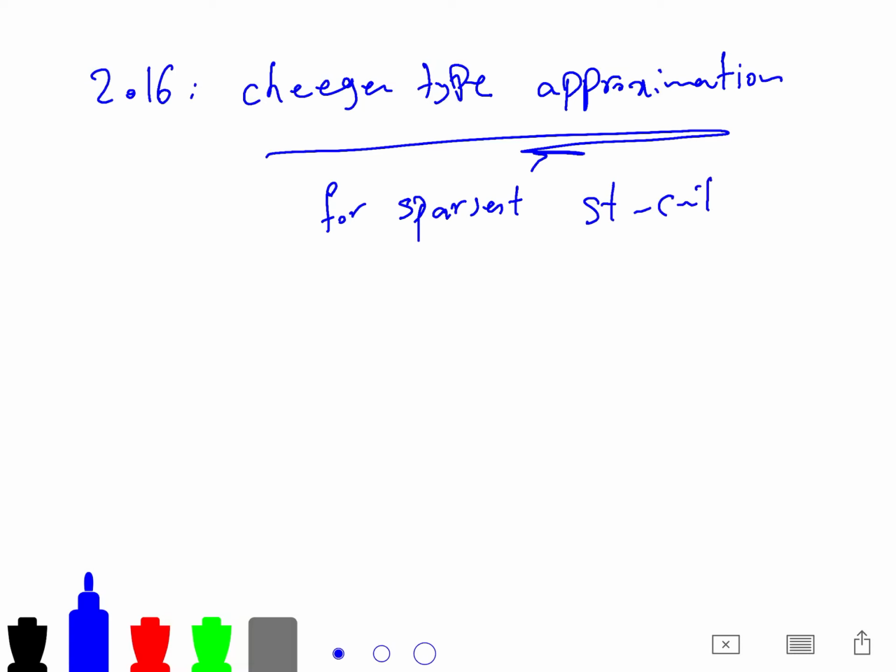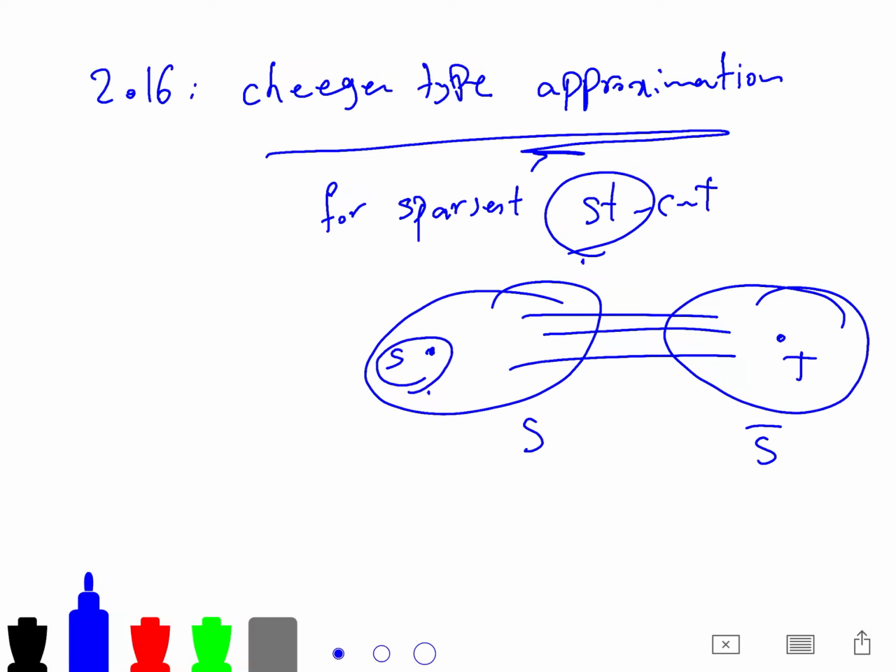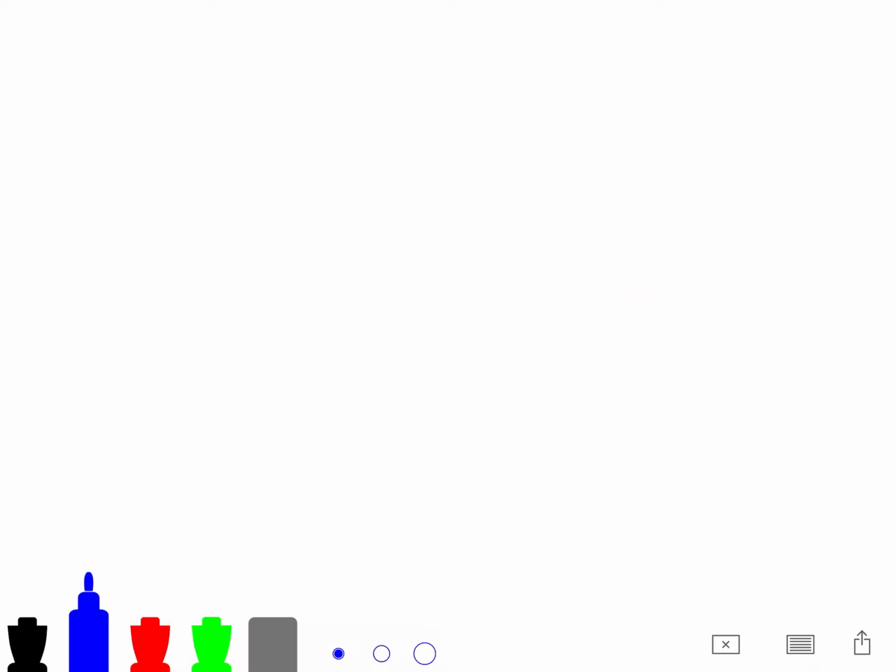Not sparsest cut, because we have S and T as well. So we want the sparsest cut, but including that S is in one of them, T is in another one. So S and T are in different clusters. So what do we do first?